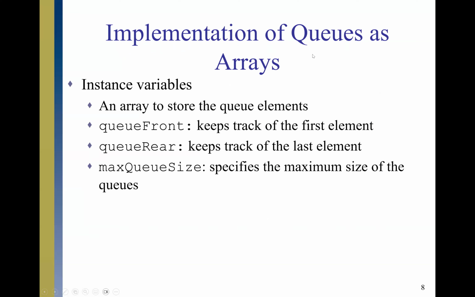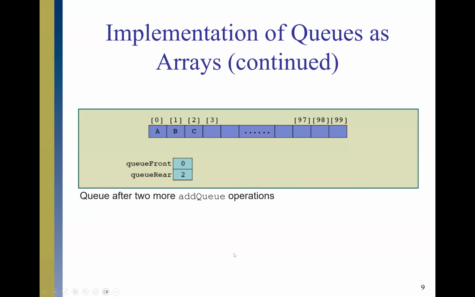So, implementation of a queue as an array. Here we need some instance variables: an array to store the queue elements. We also need a queue front, which will keep track of the first element in the queue, and also the queue rear, which will keep track of the last element in the queue. Then, since this is an array implementation, we have a special variable for the max queue size. This will specify the maximum size of the queue, which depends on the size of the array.